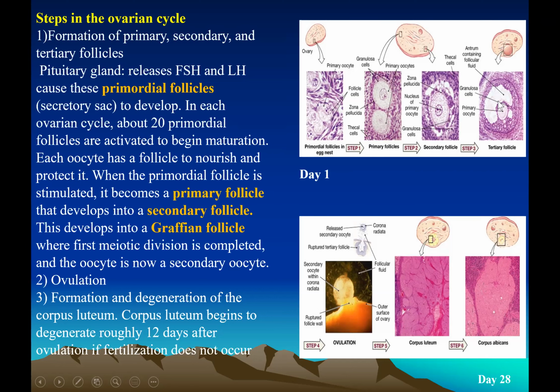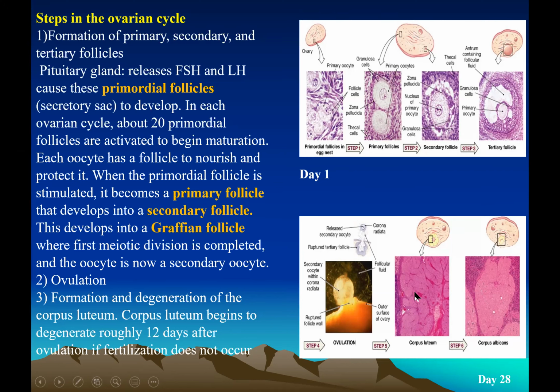So now the primary oocyte has all these nourishing cells. This is called the fluid sac of follicles. The large follicle is called an antrum. At this stage, day 14, the egg is ready, and then it will be released from the ovaries, and it's called the ovulation phase.